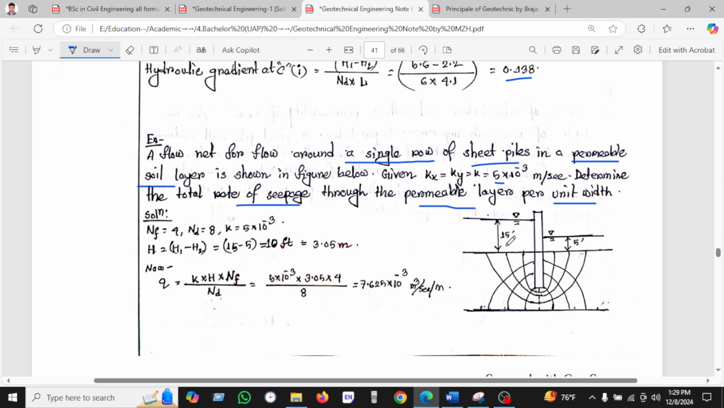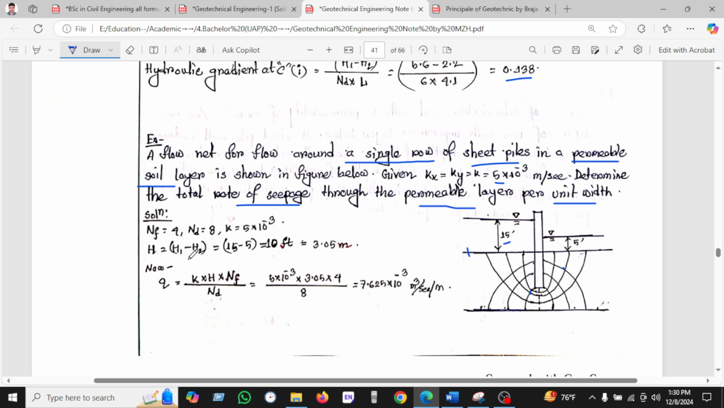So we can see the H1 height is 15 meter, and the other one H2 equal to 5 feet. So number of flow lines 1, 2, 3, 4, and number of drops 1, 2, 3, 4, 5, 6, 7, 8. So number of drops will be 7. How will we calculate the number of drops? How many segments? This is 1, 2, 3, 4, 5, 6, 7, 8. This is the segments. How many segments will we divide the flow line into?